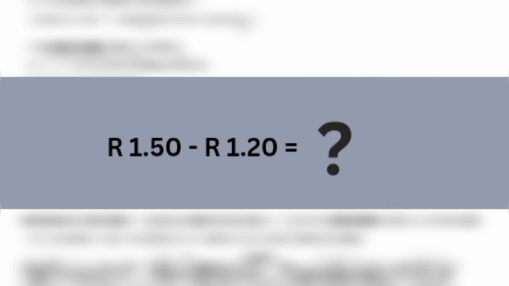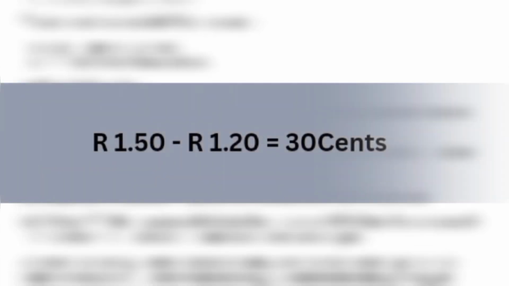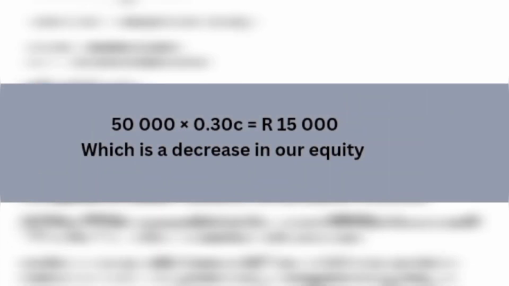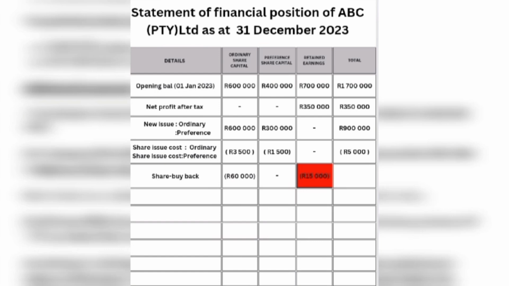When you say 150 minus 120, how much did you pay extra to buy back your shares? 150 minus 120 gives us 30 cents. So 50,000 ordinary shares times 30 cents is equal to 15,000. 15,000 is the amount we paid extra to purchase back our shares, so this 15,000 decreases our equity. You are going to record the 15,000 under your retained earnings and put brackets to indicate a decrease.